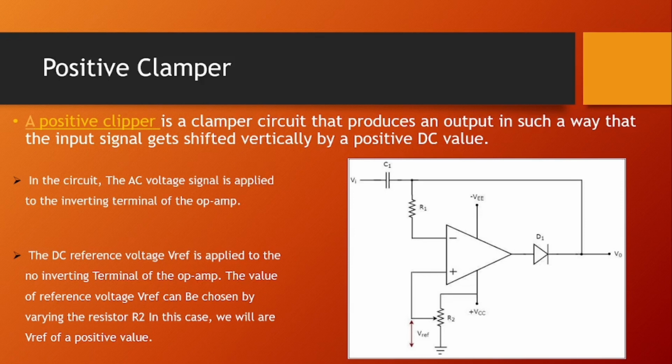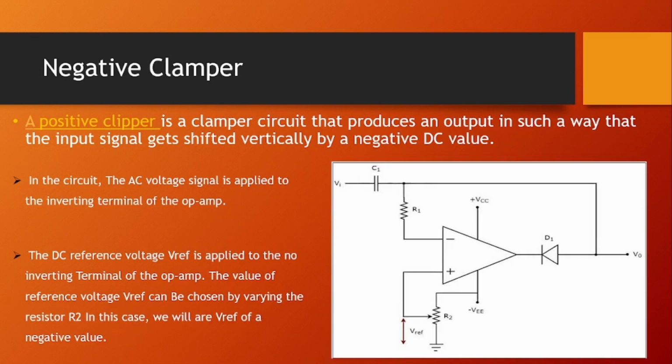positive clamper. A positive clamper is a clamper circuit that produces an output in such a way that the input signal gets shifted vertically by a positive DC value. In the circuit, the AC voltage signal is applied to the inverting terminal of the op-amp. The DC reference voltage Vref is applied to the non-inverting terminal of the op-amp. The value of reference voltage Vref can be chosen by varying the resistor R2. In this case, we will use a Vref of a positive value.